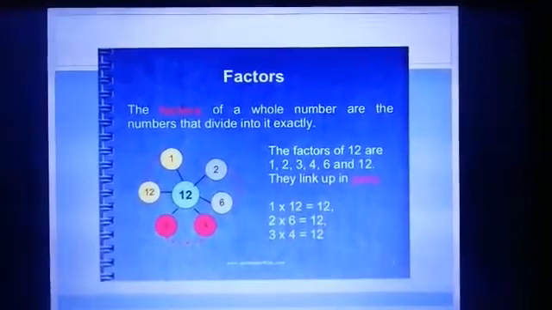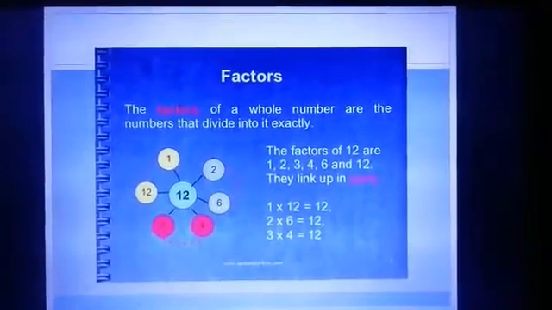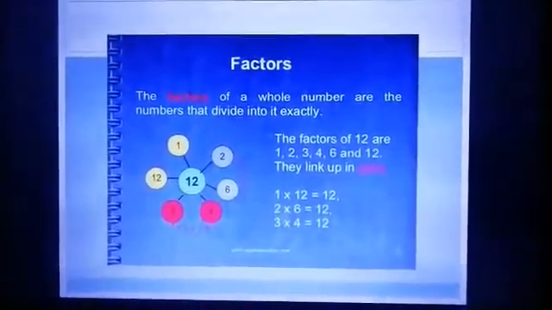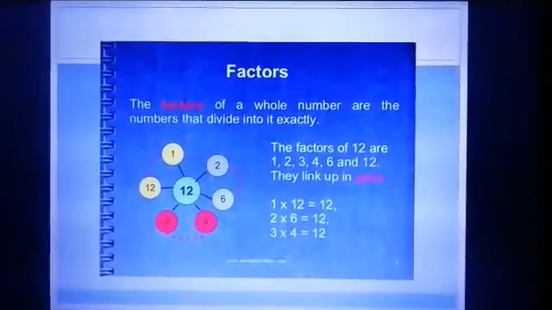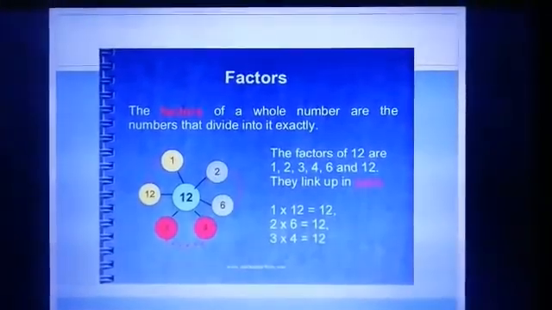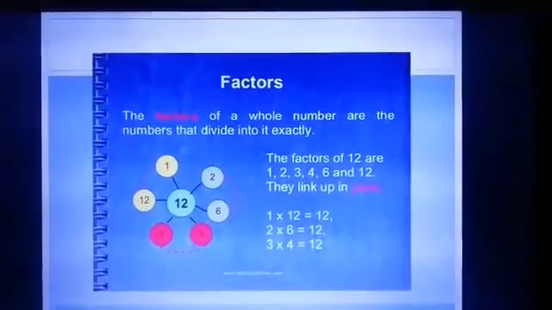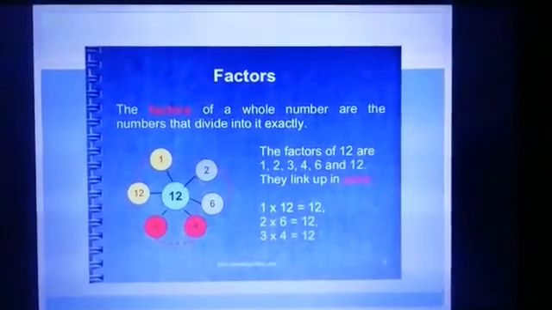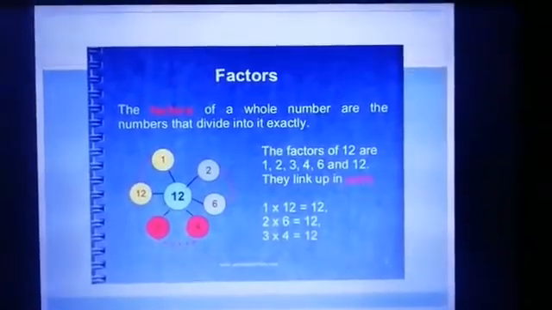The factors of 12 are 1, 2, 3, 4, 6 and 12. So they link up in pairs. You will write 1 into 12, 2 into 6, 3 into 4, and you will write 1, 2, 3, 4, 6 and 12. So these are the factors of 12. Always remember one thing, that 1 is a factor of every number, and we always start writing factors from 1.